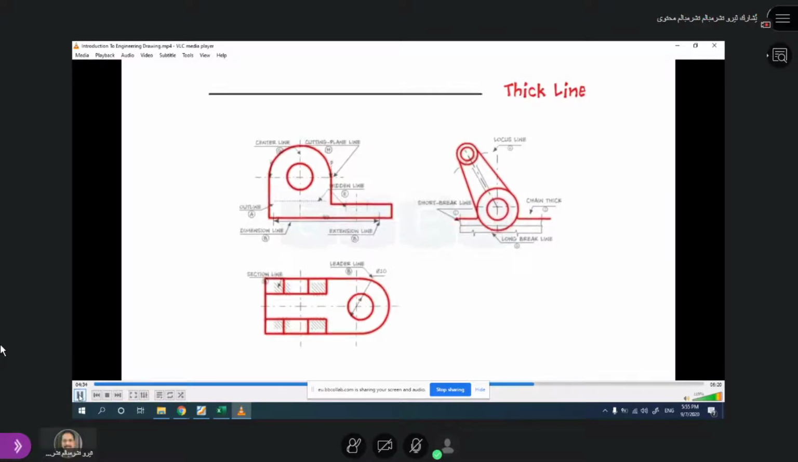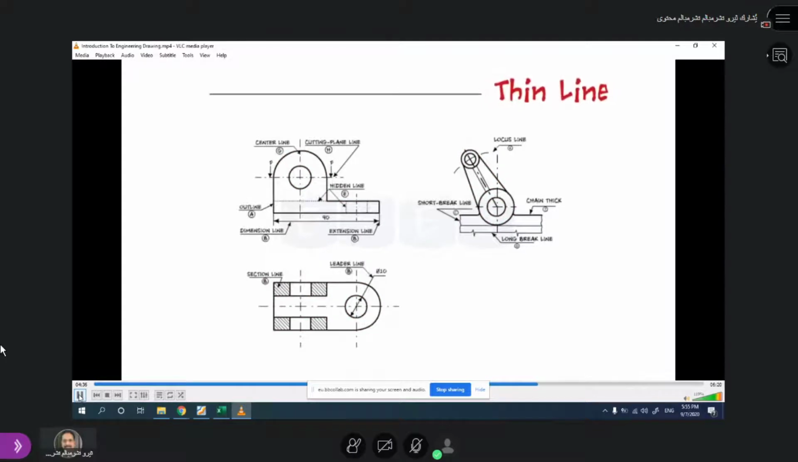Okay, go on. Next is the continuous thin line. This line is basically used for dimension, extension, projection, leaders, hatching, etc. So thin lines are used for the dimension line, for the diameter, and for the projection lines, and so on. So the thick line is the actual line of the component. Thin lines are for understanding the dimensions of the particular component.